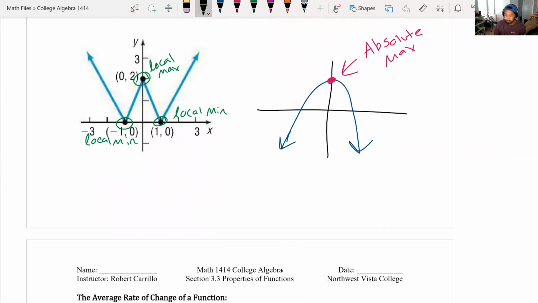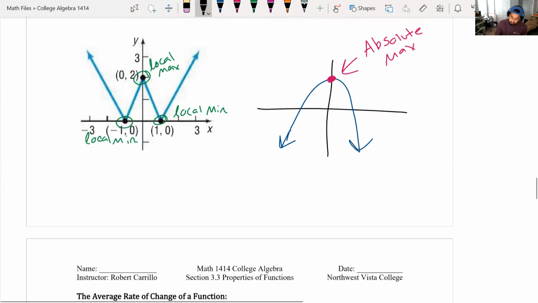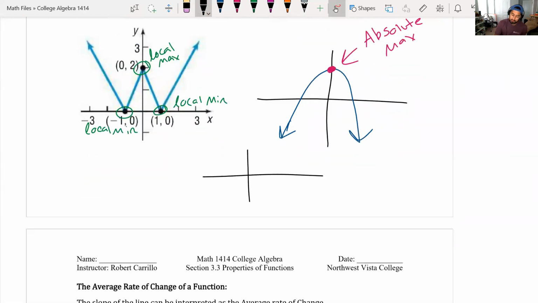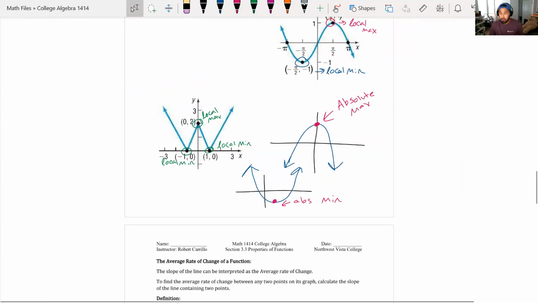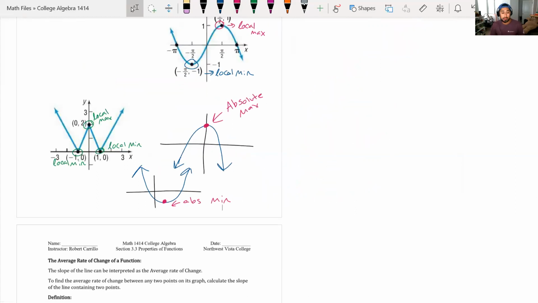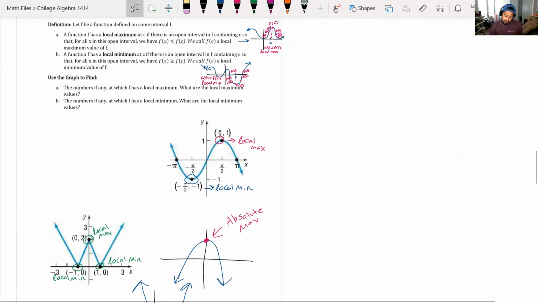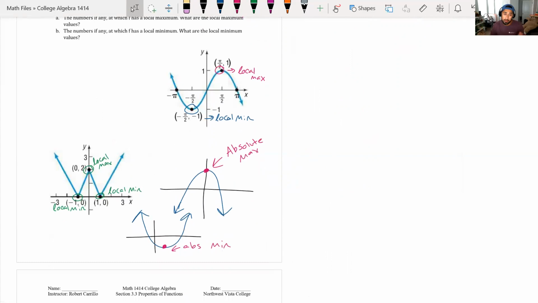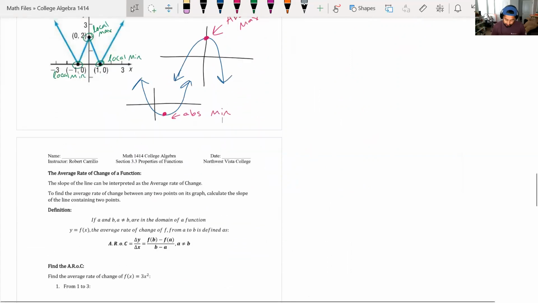And of course, there also exists an absolute minimum. I'm sure you know what that looks like, but we can draw it. So let's say my graph went like this. At this point, the only low point would be an absolute minimum. Okay. All right. So those are maxes and mins, constants, increase, decrease, constants, and symmetry. Yeehaw. Everything we need to know about a function. Let's keep going.